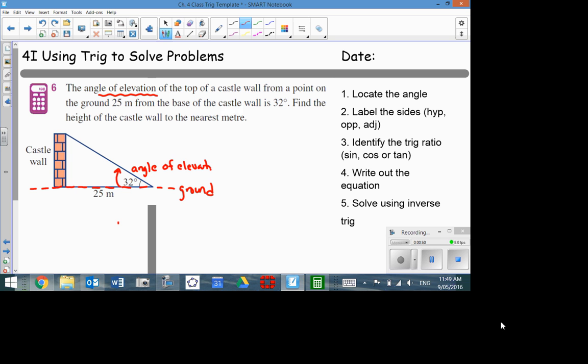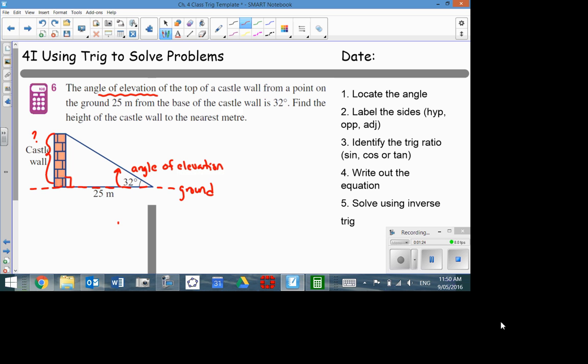So if I look at this angle of elevation of 32 degrees, and if you look toward the castle wall, you wind up getting this height that we're not sure of. So here's our question mark. We don't know how tall the castle wall is, but we know that we're standing 25 meters away from the wall. So if we take a look at this picture, we have a right triangle in the corner of where we're standing to the wall and then up to the top of where our eyesight can actually see. So here's our right triangle, and the question is, find the height of the castle wall.